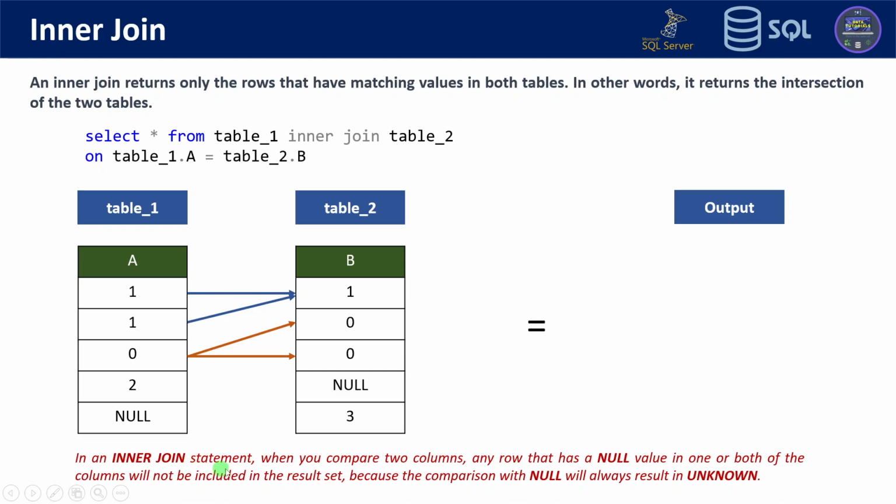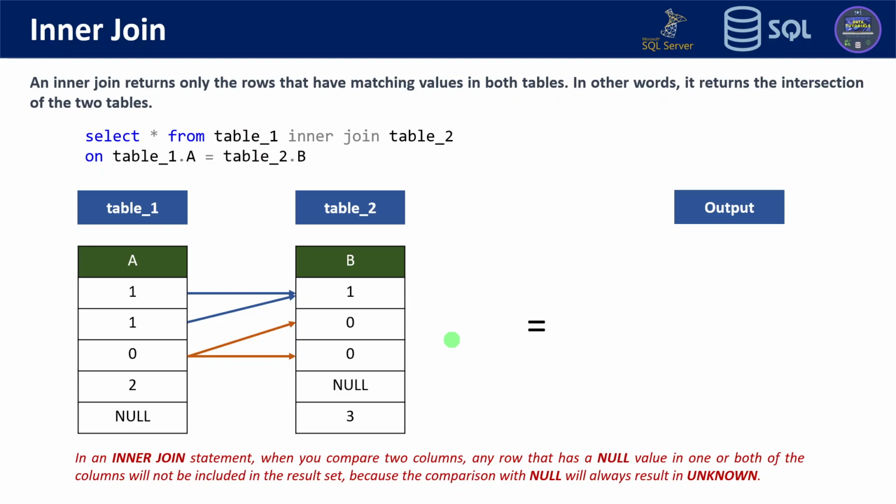In an inner join, when you compare two columns, any row that has a null value in both or in a single column will not be included in the result set. So null will never be equal to null, because null is not a value. It is an empty space, or no value entered into that particular row. Null will never be equal to null in any type of inner join, whether you are joining from table 2 to table 1 or from table 1 to table 2.